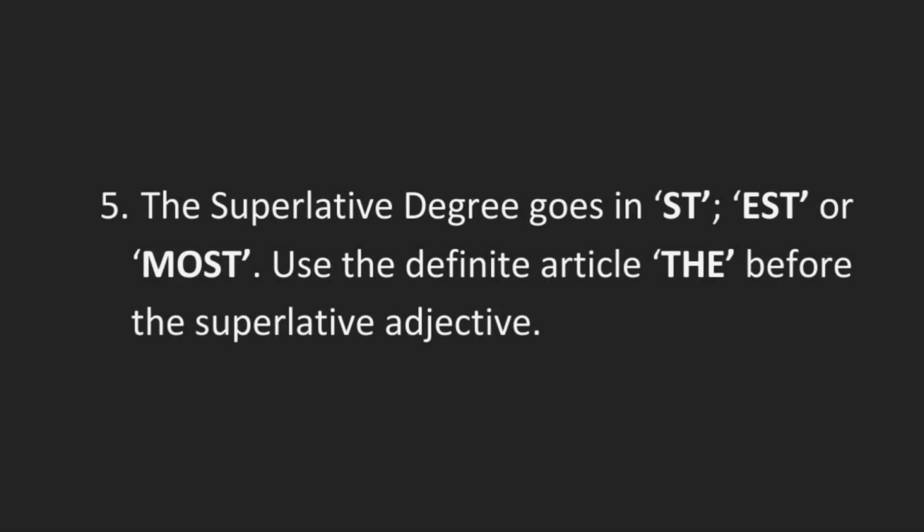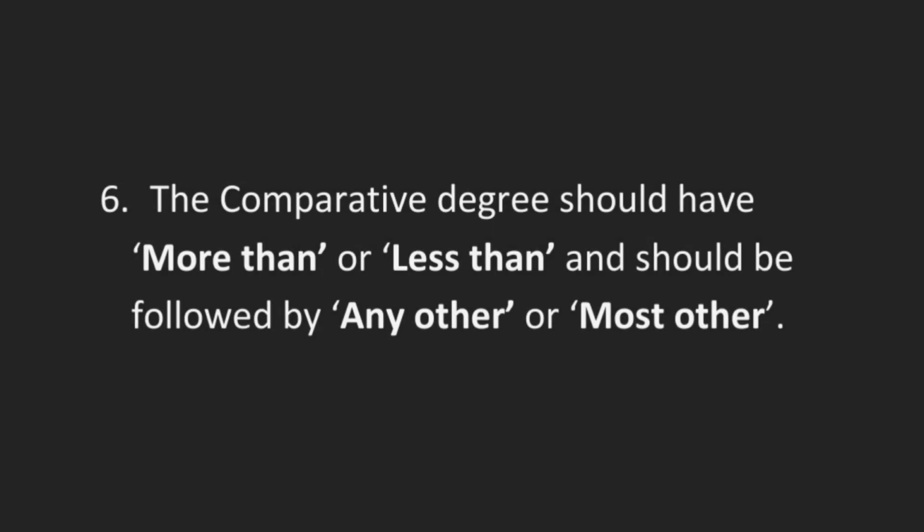The superlative degree goes in ST, EST, or most, that we have already seen in the above examples. When we are making the superlative degree, we need to add ST, EST, or most. Use the definite article the before the superlative adjective. That I have also told you before, right? Now the last point is the comparative degree should have more than or less than and should be followed by any other or most other, right? So whenever we are making the comparative degree, as we have seen in the above examples, we write more than or less than, and it should be followed by any other or most other.